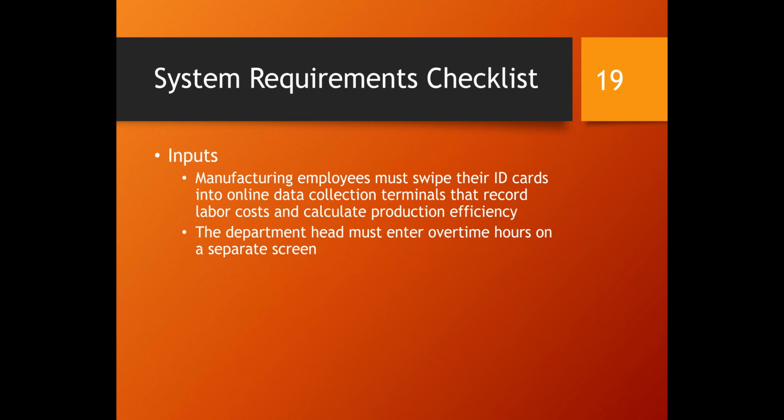The next one is inputs. For the checklist of inputs, you also have to do something similar to what you did with the output. Check what inputs we are going to have, and whether they perform what you want or not. For example, for the inputs, the manufacturing employees must swipe their ID cards into online data collection terminals that record labor costs and calculate production efficiency. So the things you may have to check are: first, do we provide an ID card reader that employees can swipe or not? Once they swipe their card, is the information sent to the online data collection terminal or not? And if the data is sent there, is the labor cost used to calculate production efficiency or not?